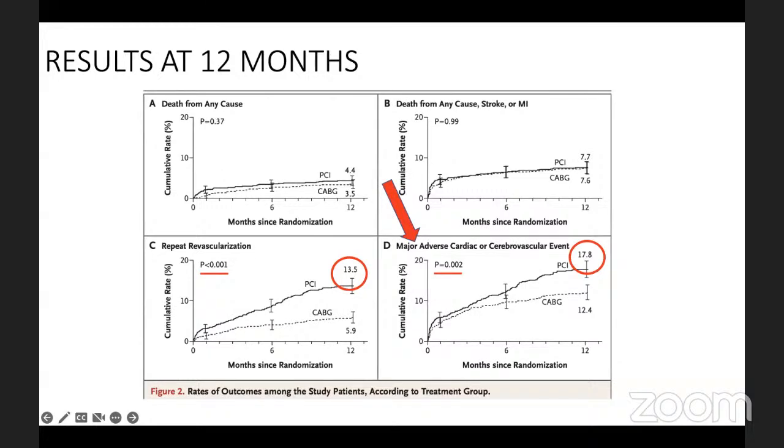No difference in all-cause mortality, stroke or MI. However, repeat revascularization was significantly higher in PCI, and that has affected the major composite outcomes at 1 year. Any questions so far?